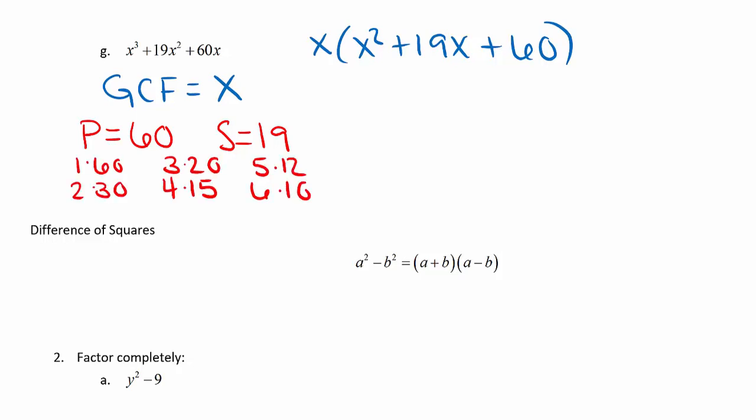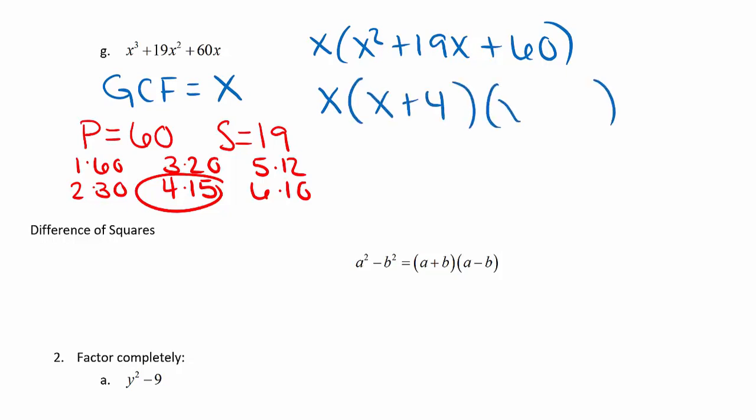You don't have to make the list if you know the numbers right away, but I think it's nice to be systematic. Make sure you didn't miss anything. So 1 and 60, 2 and 30, 3 and 20. There it is. 4 and 15 add up to 19. So for my final answer, that GCF stays there. It stays in front of the problem. And then I'll put in an x plus 4, x plus 15.